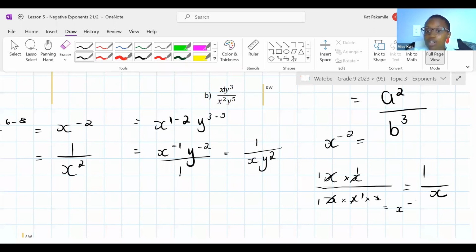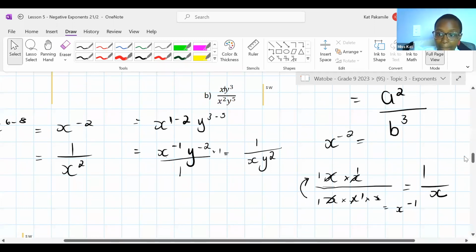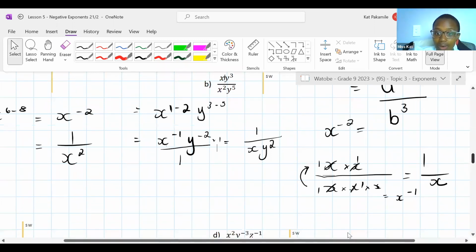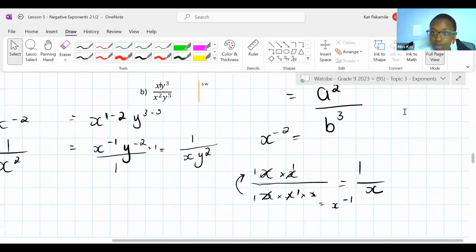So essentially, we are not swapping. We're not taking what was at the denominator and putting it in the numerator. We are writing what is left over. You see that? So here, we have x to the negative 1, y to the negative 2 times 1. So if you're moving all of these, what gets left at the top? It's just the 1. Do you see? Yes, ma'am.